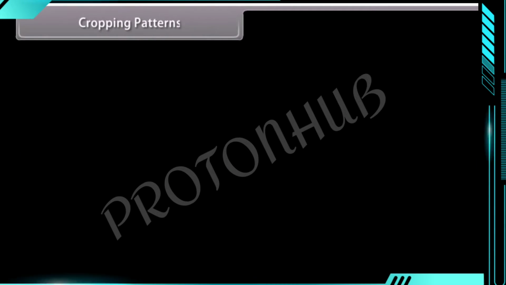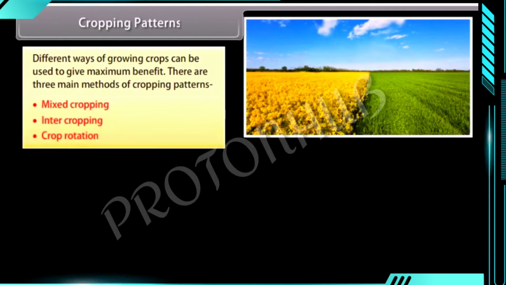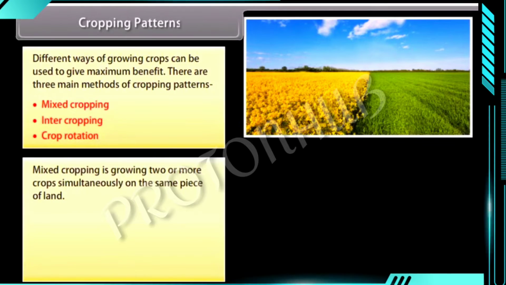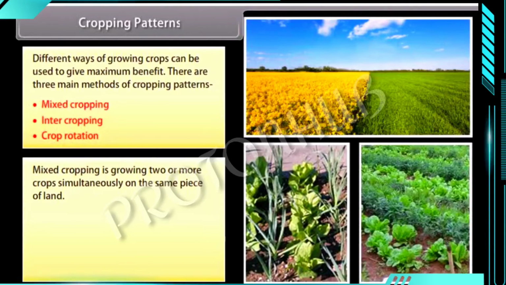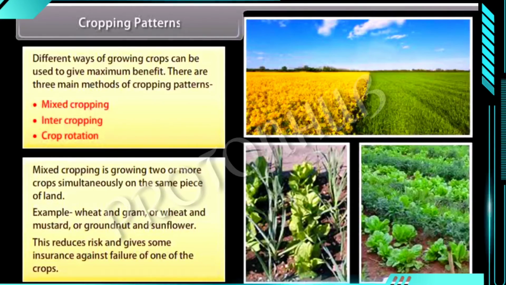Cropping patterns. Different ways of growing crops can be used to give maximum benefit. There are 3 main methods of cropping patterns: mixed cropping, intercropping, crop rotation. Mixed cropping is growing 2 or more crops simultaneously on the same piece of land. Example: wheat and gram, or wheat and mustard, or groundnut and sunflower. This reduces risk and gives some insurance against failure of one of the crops.